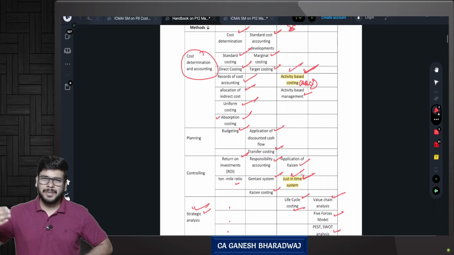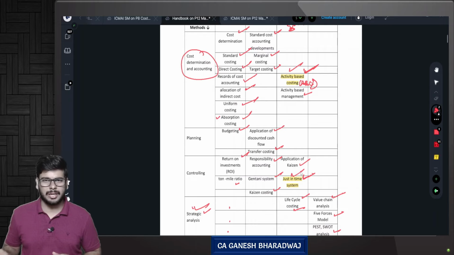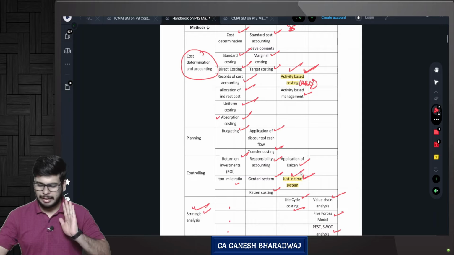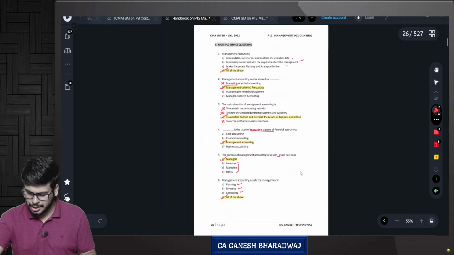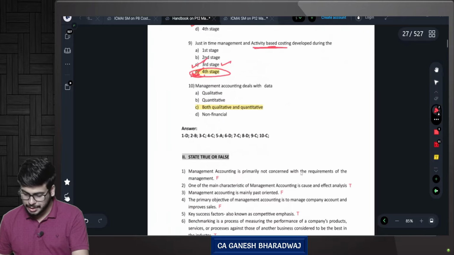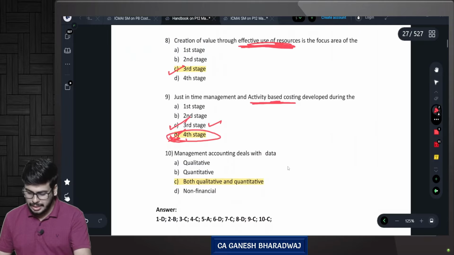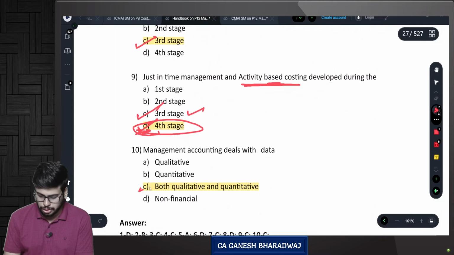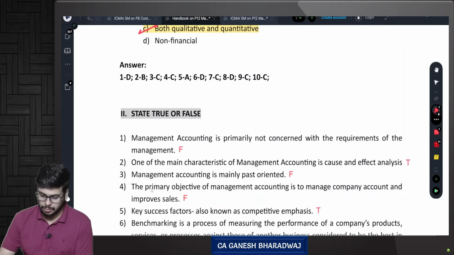So don't worry, all this fill-in-the-blanks, MCQs, true or false, you just go through what is given here itself. That will be sufficient for examination preparation. I don't think they will ask you beyond this. Then, management accounting deals with dash data, both qualitative and quantitative data. We know that it deals with both qualitative and quantitative data.